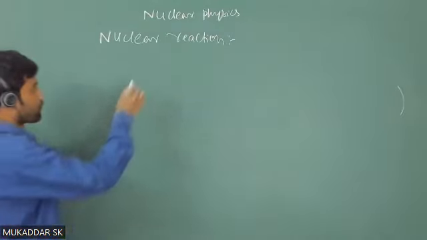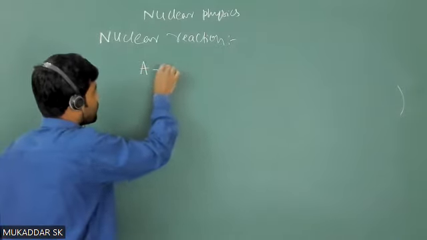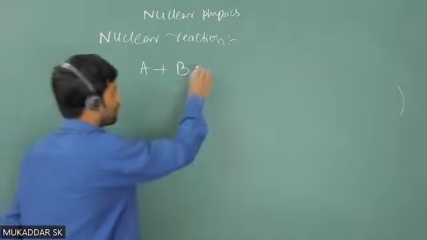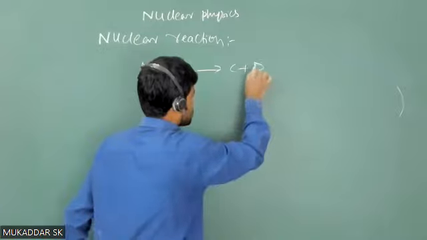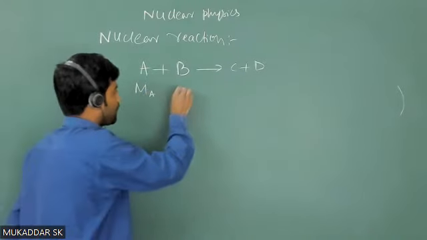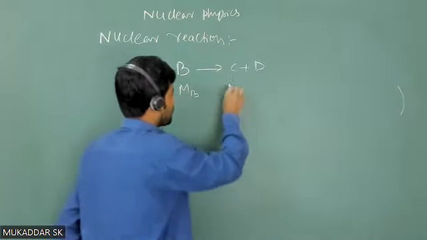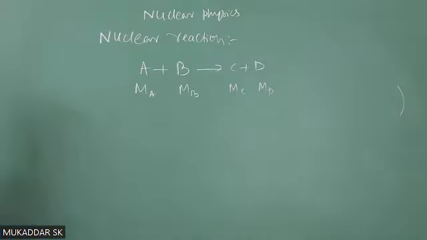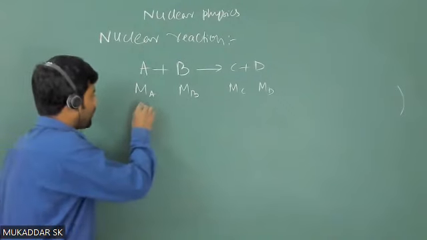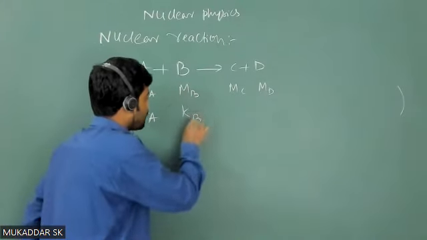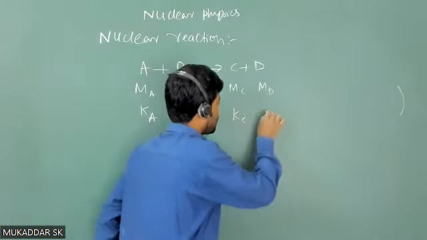So suppose you have A nucleus interacting with B nucleus, and they are producing C and D nuclei. Suppose the nuclear mass of A nucleus is Ma, for B it is Mb, for C nucleus it is Mc, and for D nucleus it is Md. This is the nuclear mass of A, B, C, D. Let us assume that the kinetic energy of A nucleus is Ka, for B it is Kb, for C it is Kc, and for D nucleus it is Kd.